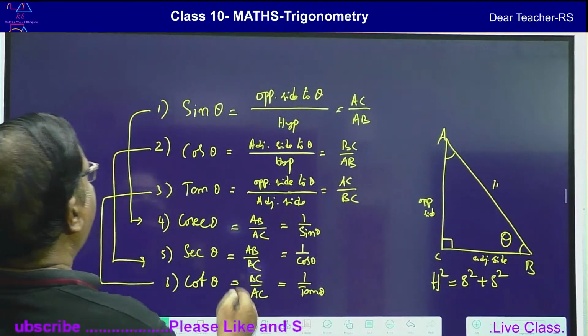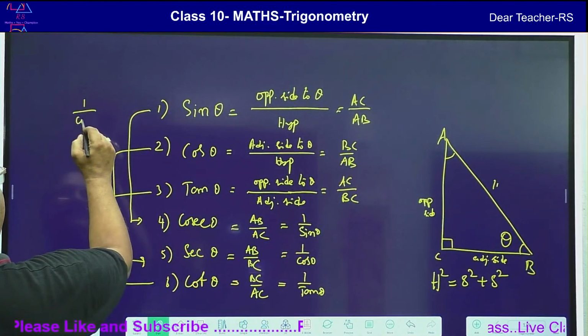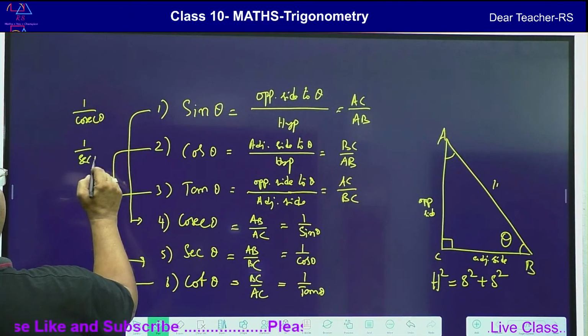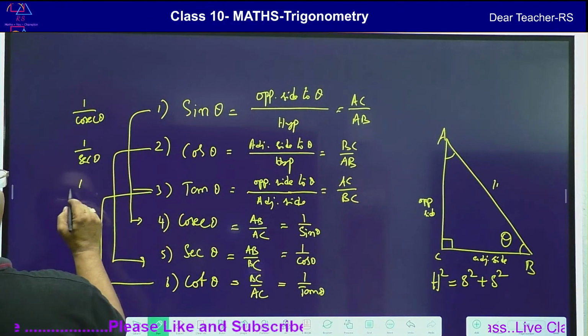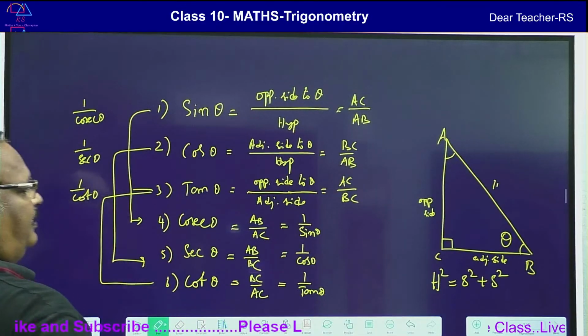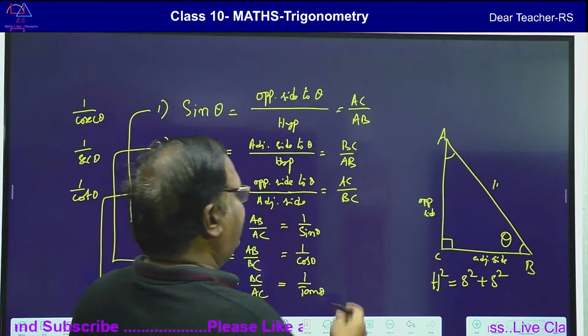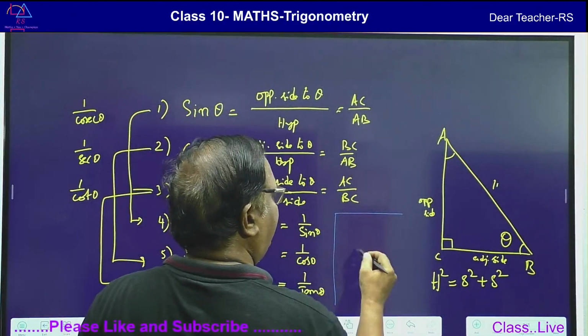In the same way, sin theta we can also write as 1 by cosecant theta, and cos theta as 1 upon secant theta, and 1 upon cot theta also. They are reciprocals to each other. Not only like that, you can have this relation also.